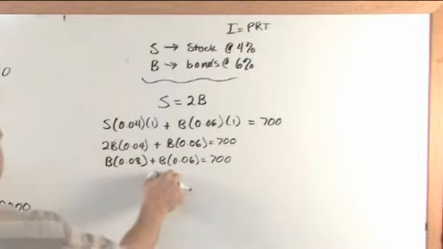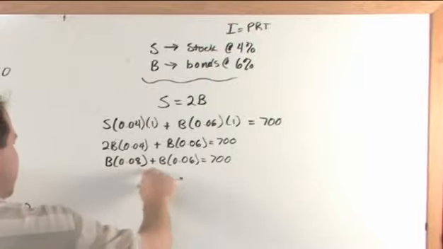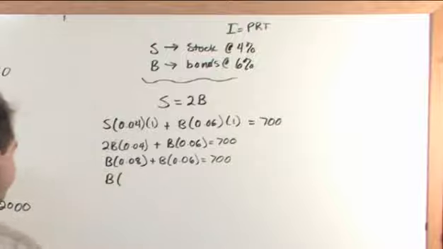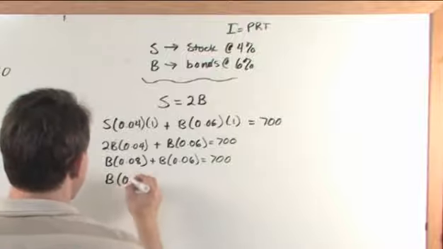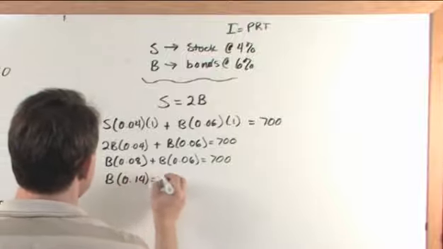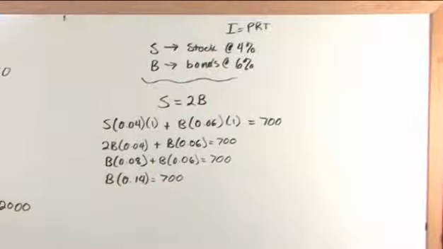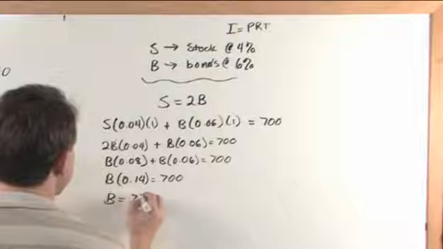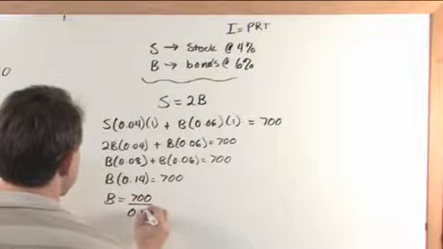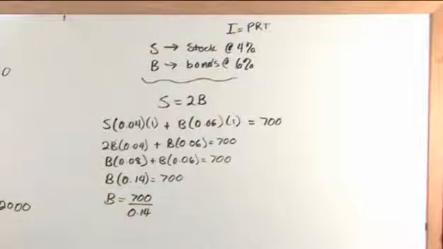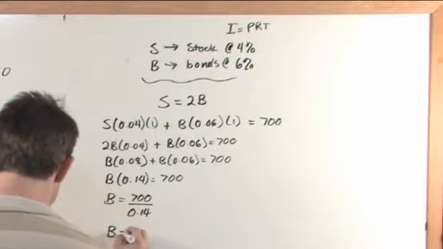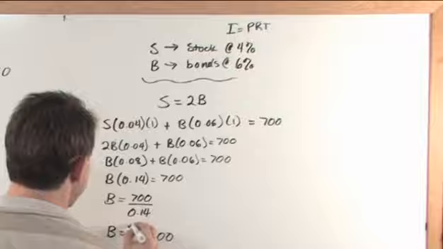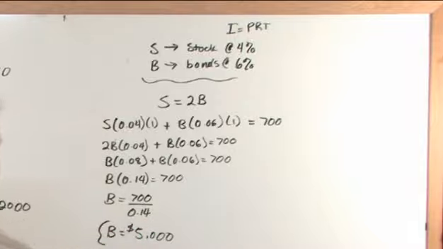And now I can add these together because it's the same variable B, and I can just add the numbers. So B times 0.14 is equal to 700. And then finally, to find B, I can just divide 700 by 0.14, dividing both sides by 0.14. And so in the end, B is going to equal $5,000. That's how much I invested in B at 6%.